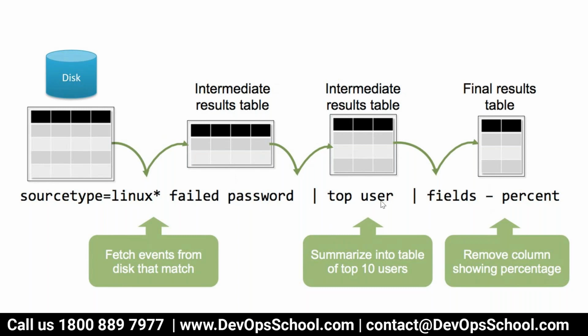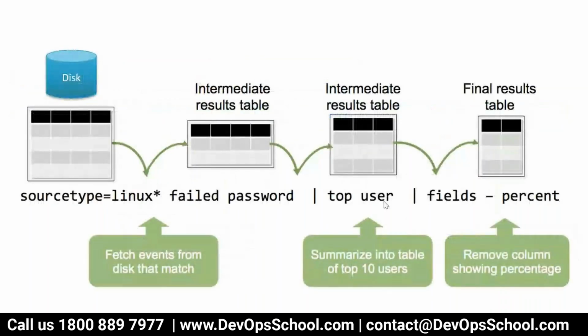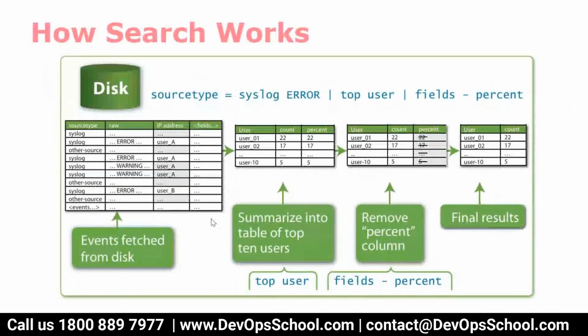Now, top user. Top is a command, and user is a field. So top will automatically display results by the user field. On top of that, you are asking to remove the percentage. So remove, with minus percentage, means remove that field. So here you see the output.